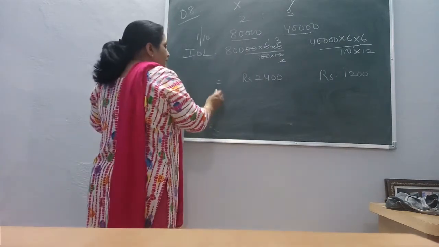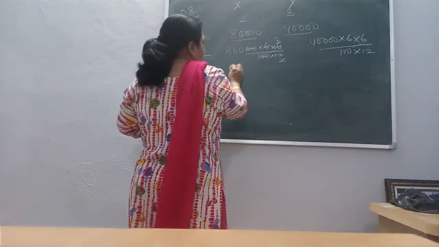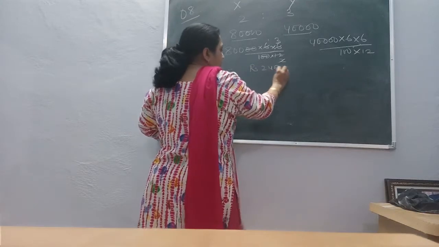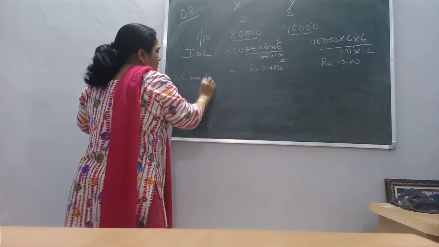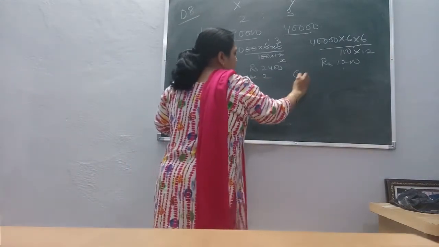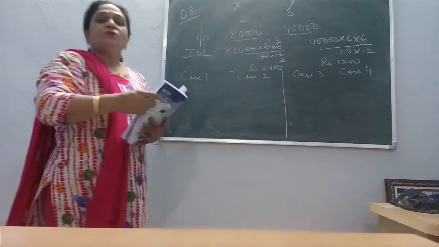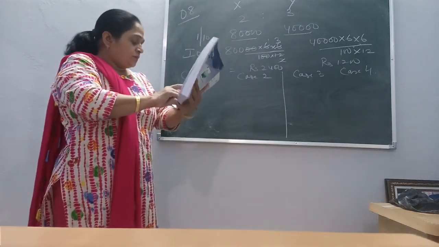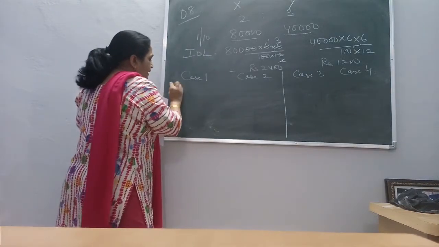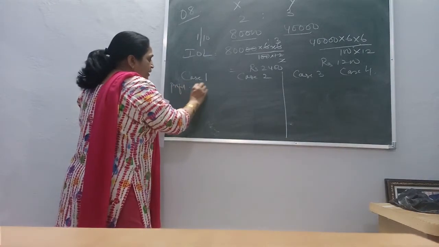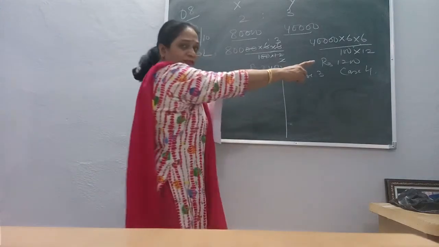Now they are providing cases: case 1, case 2, case 3. What will be provided to them? This is rupees 2,400 and this is rupees 1,200. Now you have to take case 1, case 2, case 3 and case 4. We will be solving 2 and the remaining 2 you will be solving on your own. If profit before interest for the year is 21,000. Now see, in case 1, profit is 21,000. The total interest to be provided is 3,600.